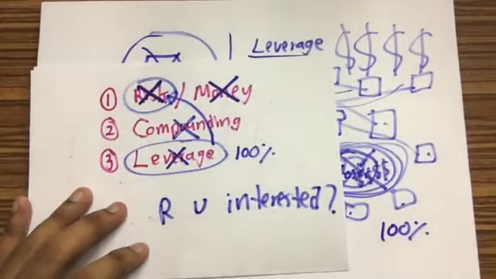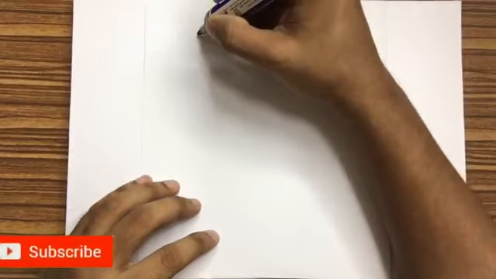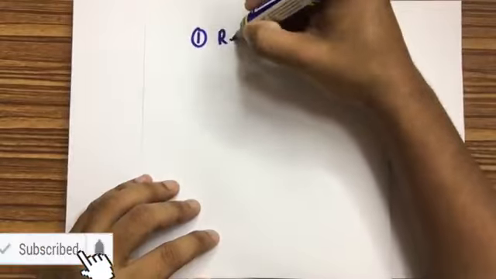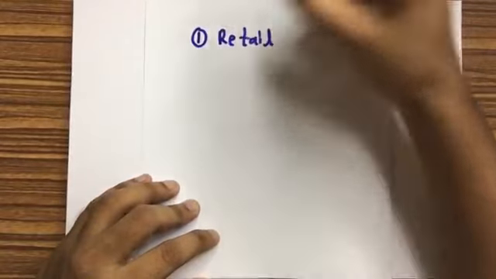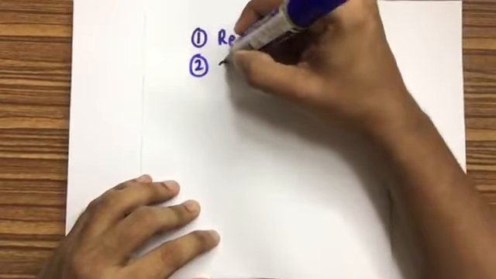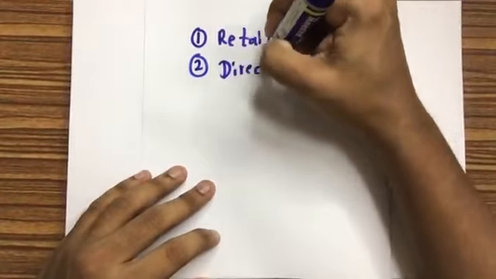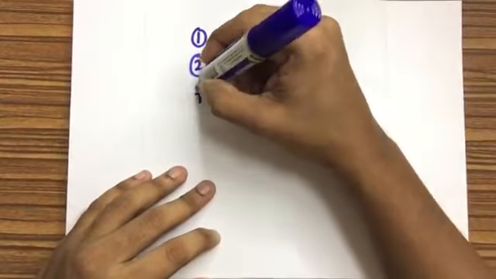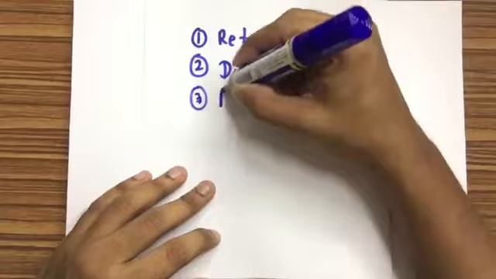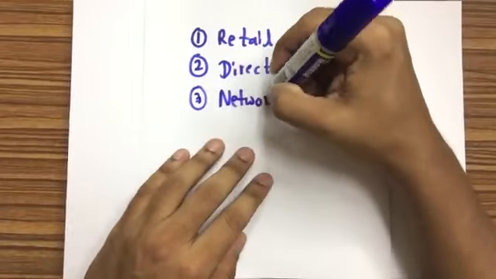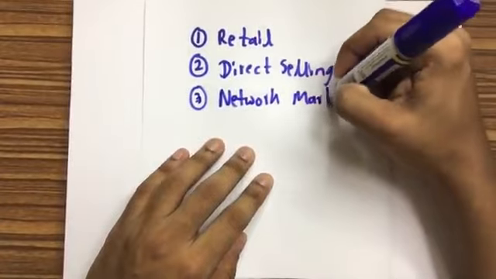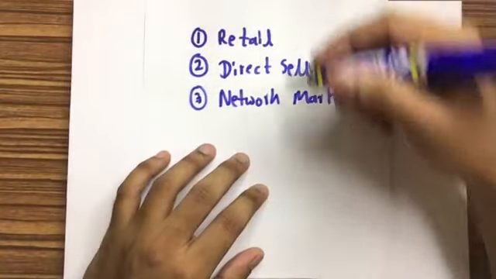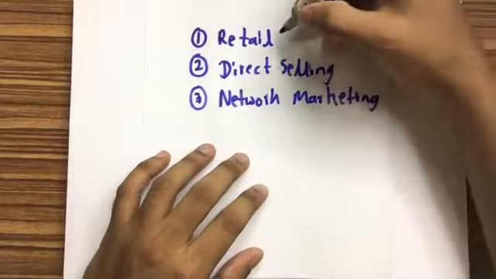The answer is yes. There are three ways in which products and services are sold in this world. First is called retail. Second is called direct selling. And the third is called network marketing. Have you ever heard of these three terms? Okay, let me explain.